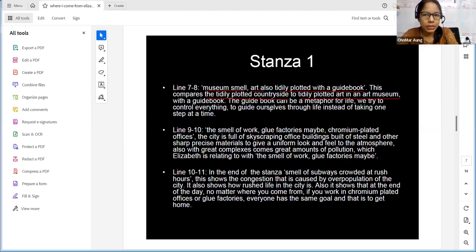All right. And it is compared with the tightly plotted countryside. So the guidebook is not the real guidebook. It can be a metaphor for life. So it means guidebook means life. So city life. So the tightly plotted art might be related with life, the city life.